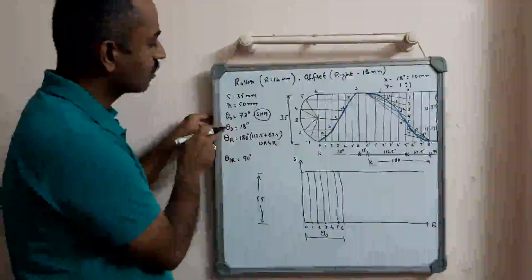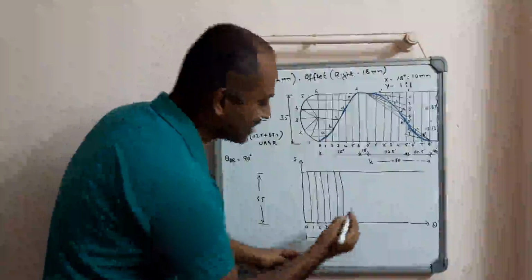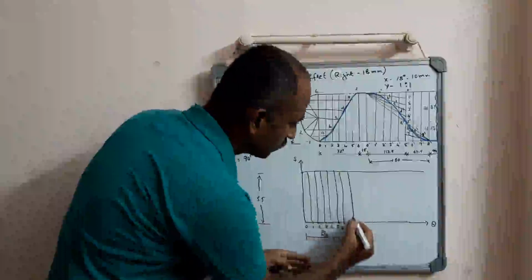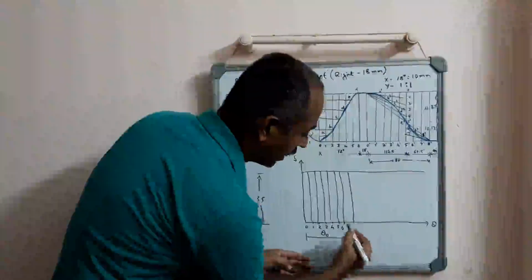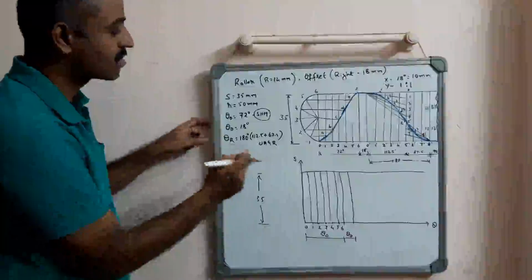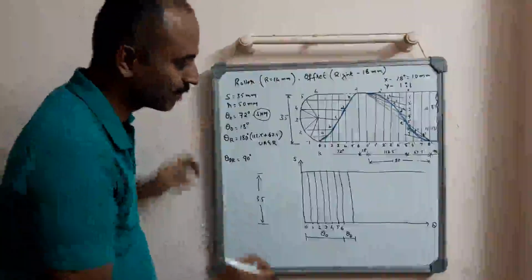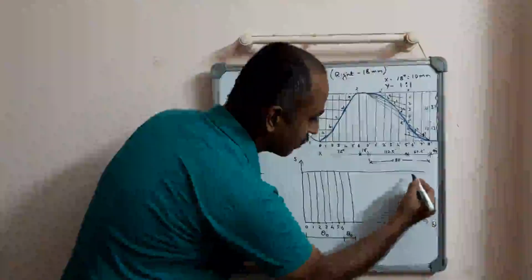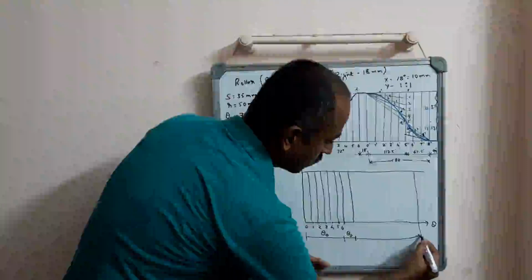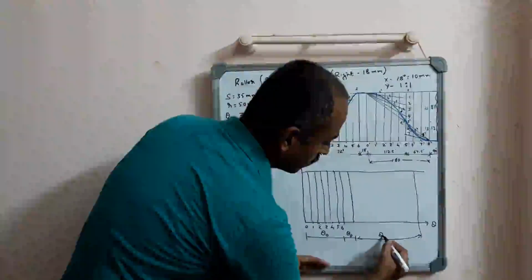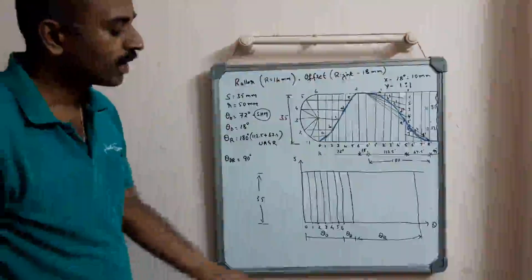Then we have the dwell region of 18 degrees, which is equal to 1 centimeter. Theta dwell, 18 degrees. Then comes the return stroke of 180 degrees, which comes to 10 centimeters. Measure 10 centimeters.